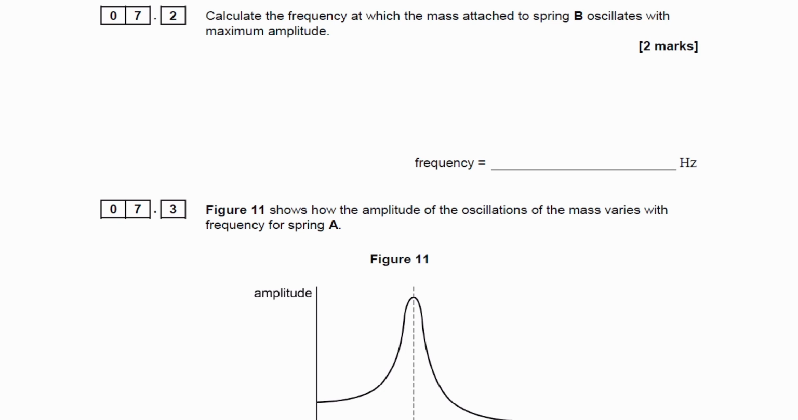And for part 2, calculate the frequency at which the mass attached to spring B oscillates with maximum amplitude. So basically, what is the frequency at which the mass spring system B resonates? So that is the natural frequency of mass spring system B. So we know from the previous question that the frequency of mass spring system A was 2 Hz. We also know that when going from A to B, the spring constant tripled.